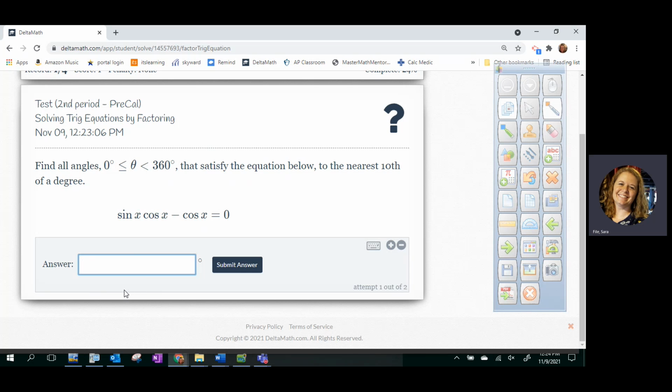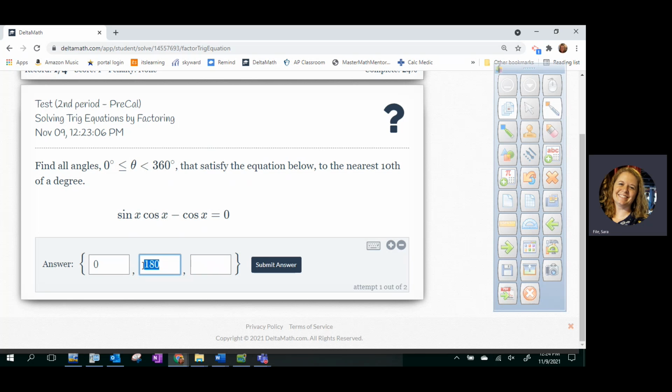You do not type a 0. A 0 is a number. It is a solution. So if it's no solution, leave it blank and hit submit, or type in D and E for does not exist. Now in this particular one, where would sine equal 0? And that would be at 0 and 180. And then if you factor out the cosine, you'd be left.